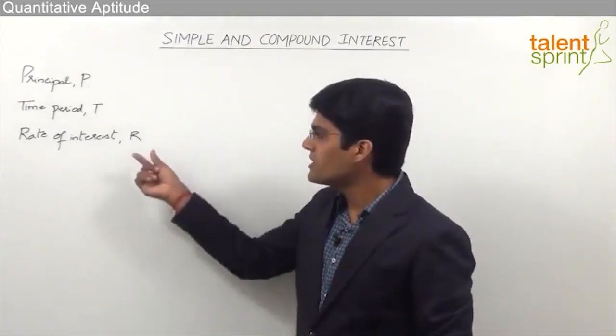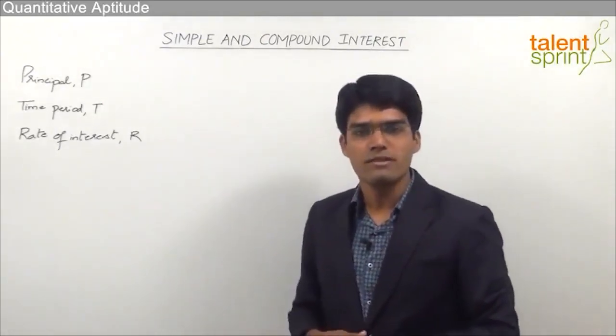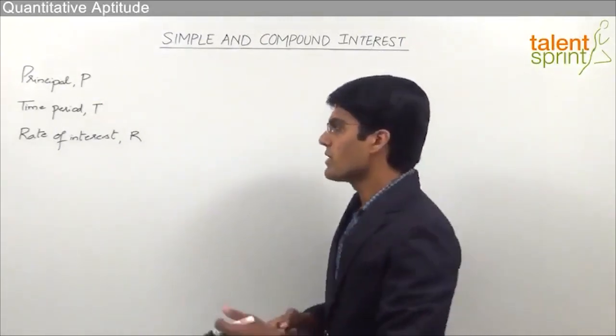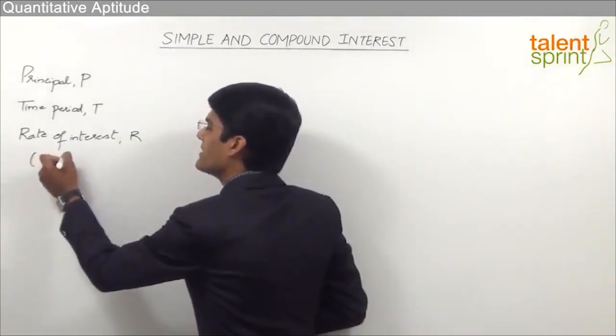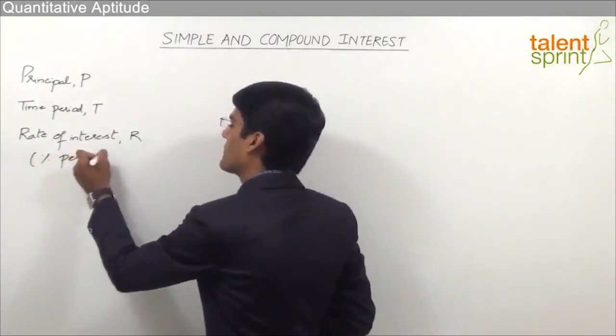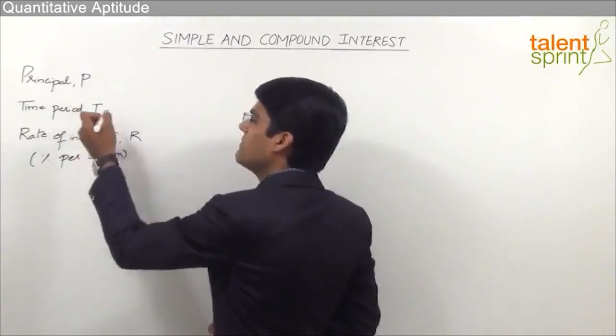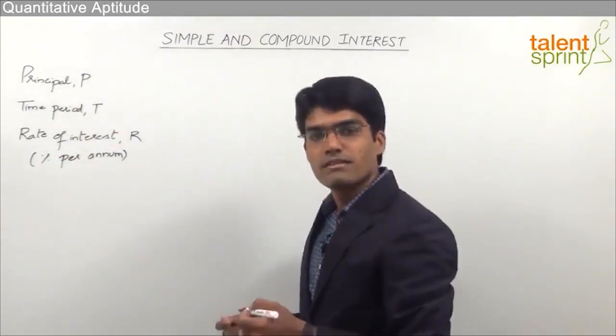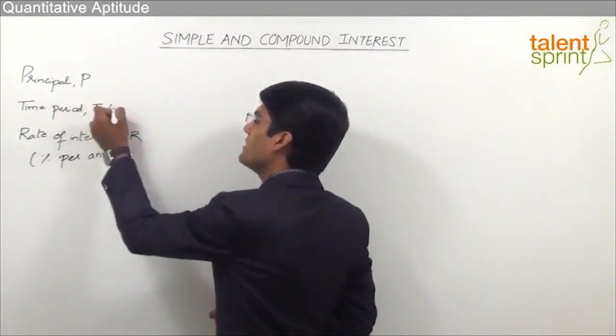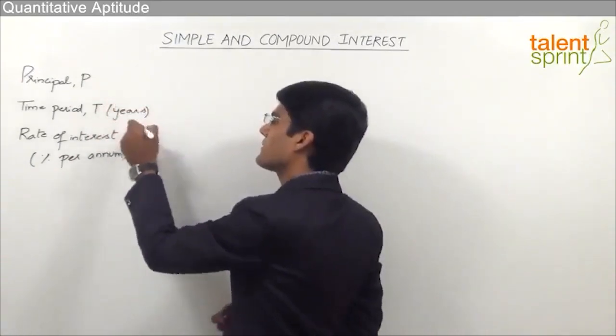And as I've already mentioned, this is calculated in terms of percentage per annum. So rate of interest should always be percentage per annum. And the time period also in general should be always in terms of years. So time T should always be taken in terms of years.